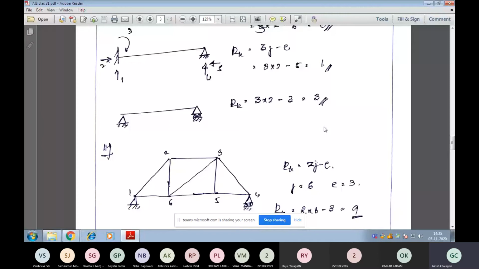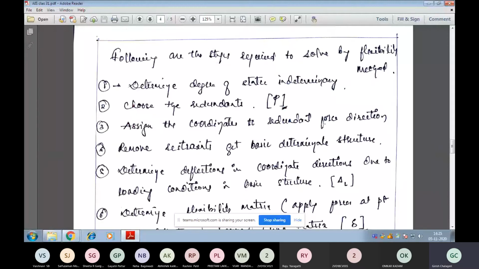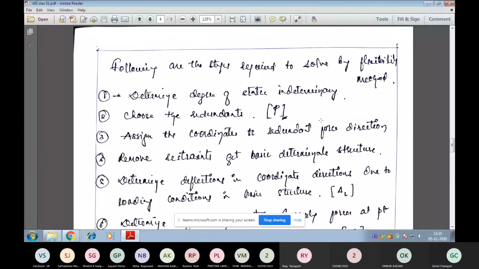Static indeterminacy can be known easily in the stiffness matrix method. So let us know these are some points regarding flexibility methods. Let us know the steps to be followed while analyzing by the flexibility matrix method. So first one, determine the degree of static indeterminacy.